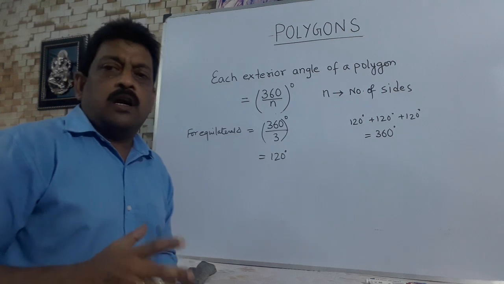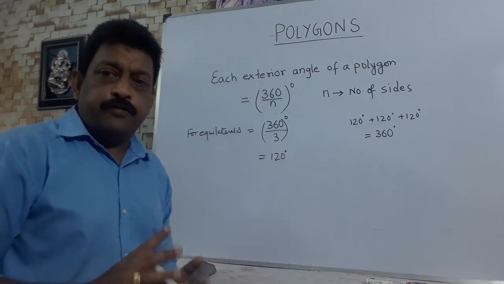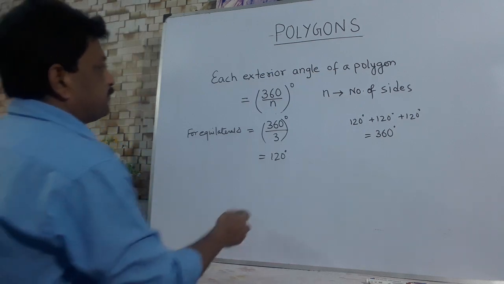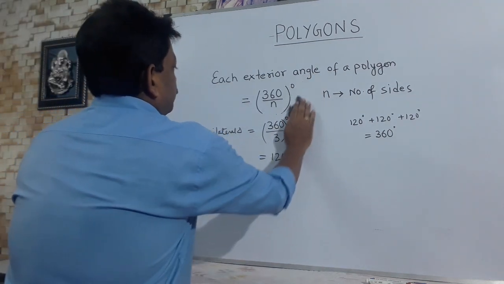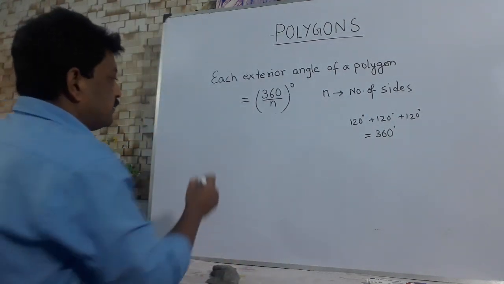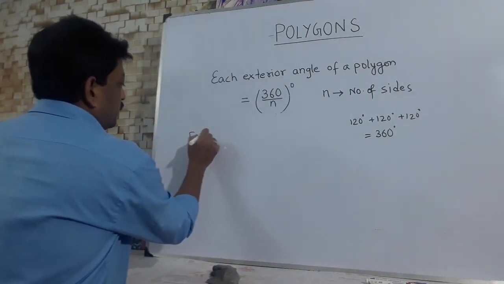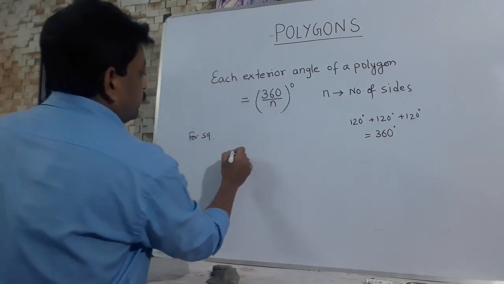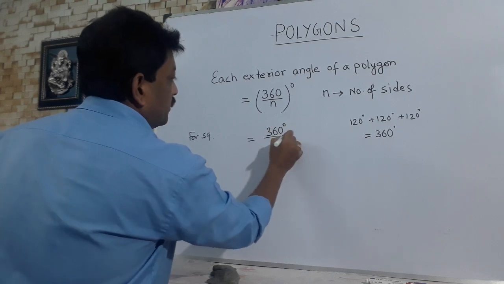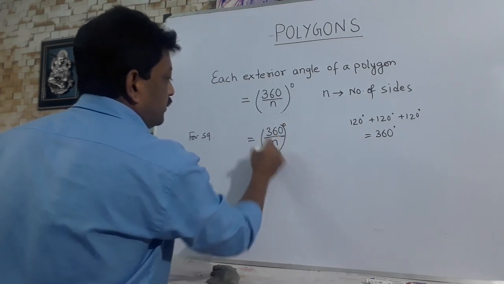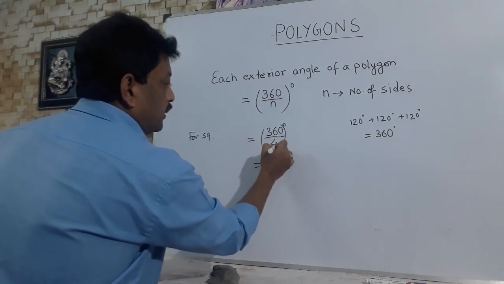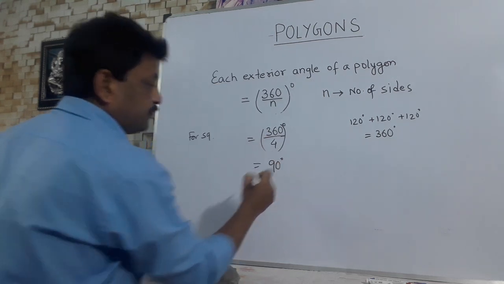Now if we take a regular polygon having four sides, that is a square. A square has four sides. So for a square, the value of each exterior angle will be 360 upon n degrees, where n is 4. So if we replace n by 4, then we will get 90 degrees.